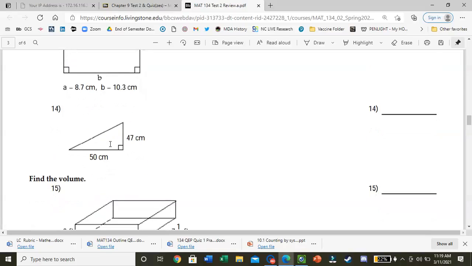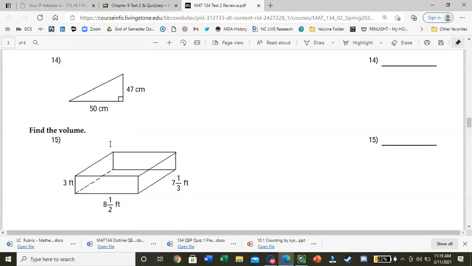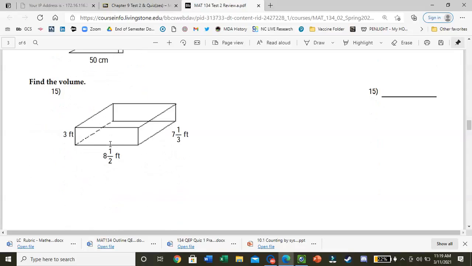Okay, and then here again, we want to find the area of a triangle. Questions with that? Okay, volume of a rectangular shaped box. Any questions with that? Do that one? Okay.